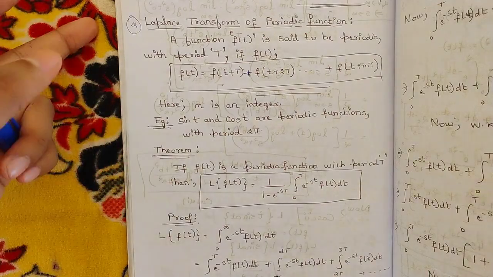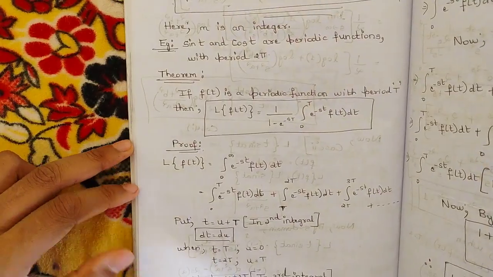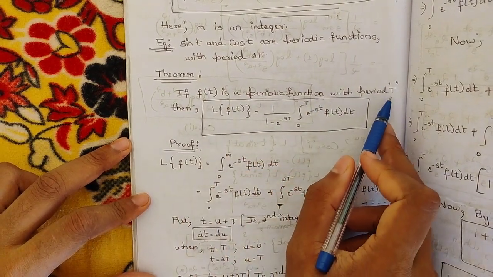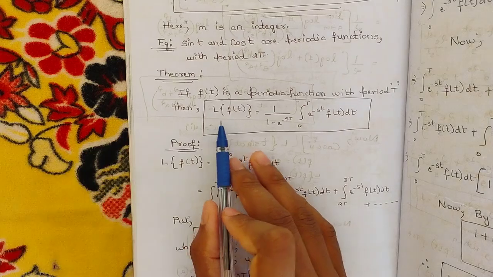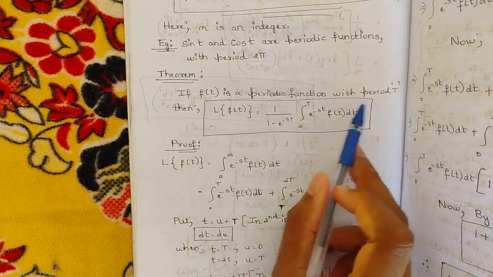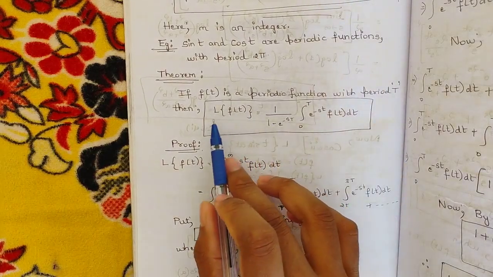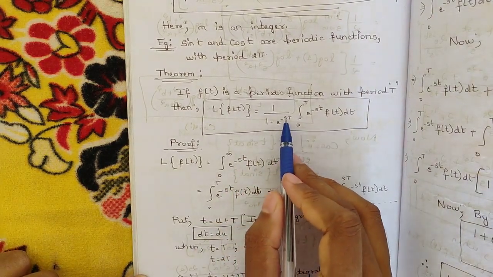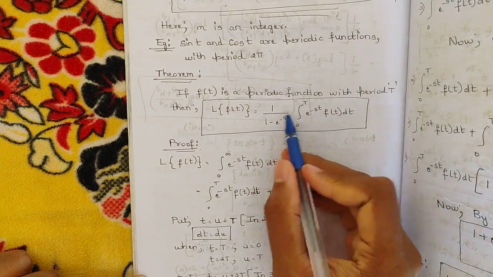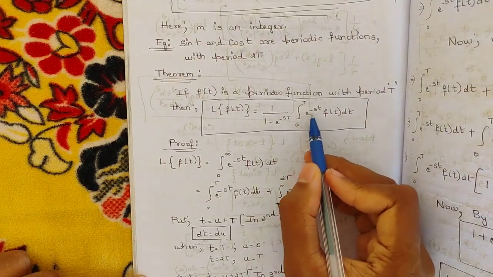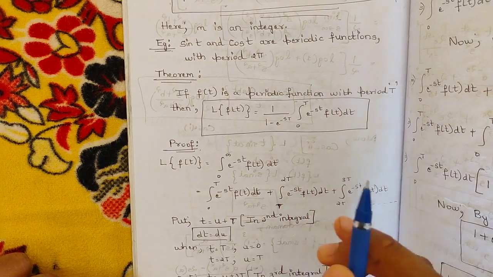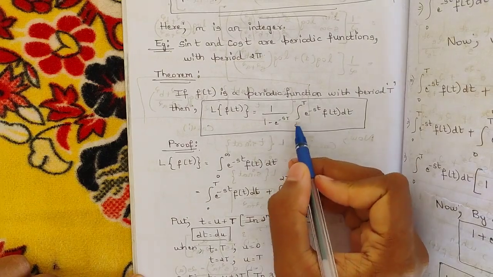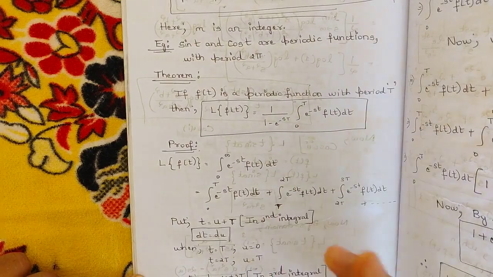Let us see the theorem part now. Theorem: if f of t is a periodic function with period T as mentioned here, then the Laplace transform of f of t is given by 1 divided by 1 minus e to the power minus sT, into the integration from 0 to T of e to the power minus st f of t dt. Here this capital T is the time period, and this limit here, capital T, also represents the time period.